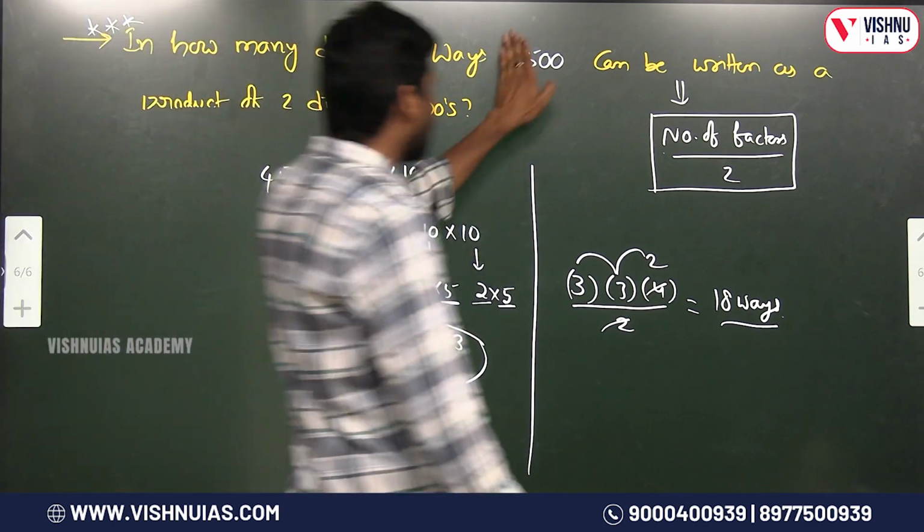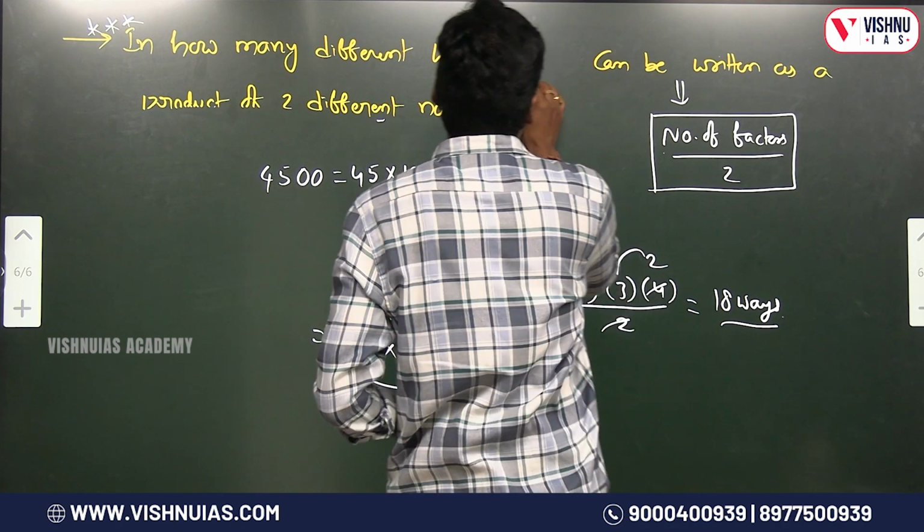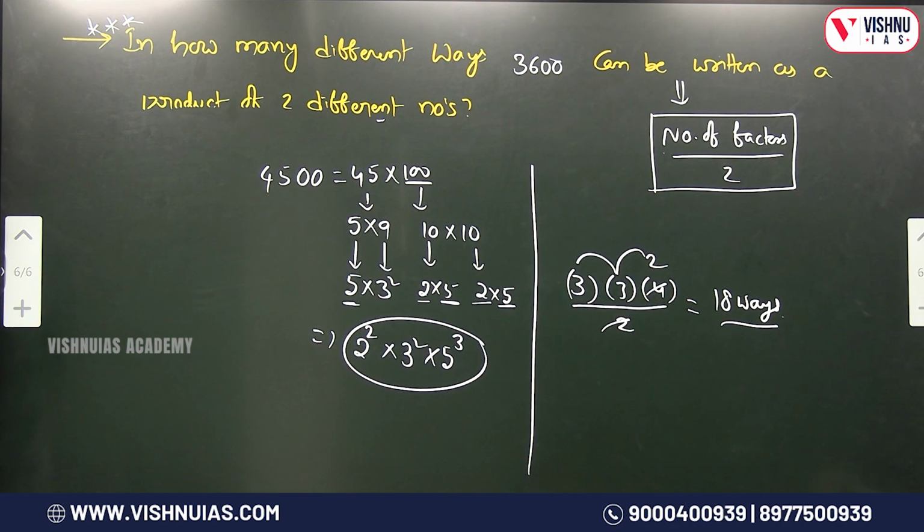Okay, so now I'll change the number. 3600. How many ways? It can't be 2.5 ways, or 3.5 ways, or 22.5 ways. We can't say 22.5 ways. We always say it can be 22 ways or 23 ways or 24 ways, but we never say 22.5 ways.